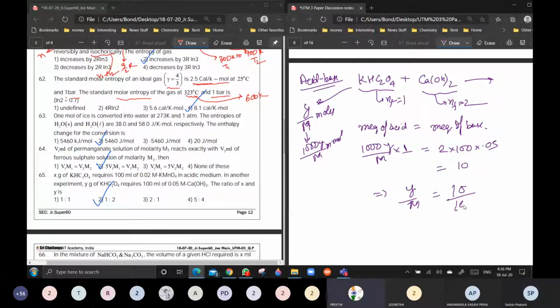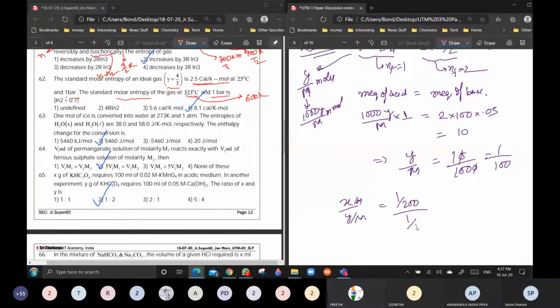So from this I can say X by M by Y by M. The n factor of KHC2O4 in the second reaction is 1. Student: Why is it 1, sir? How is it 1? Teacher: Okay, just 1 minute.